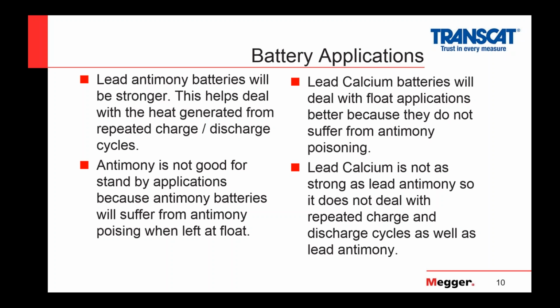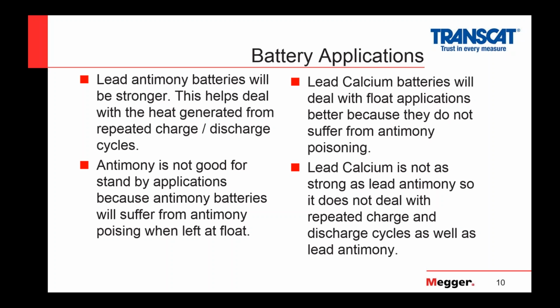Originally, the batteries were all lead. And the problem with that is lead is a soft metal. And you couldn't build them very high, and they didn't handle heat very well. So by doping them with antimony, we were able to actually create much larger batteries, larger capacity, that could deal with the heat better.